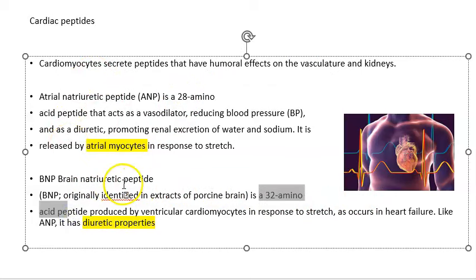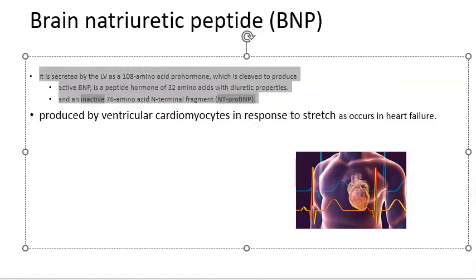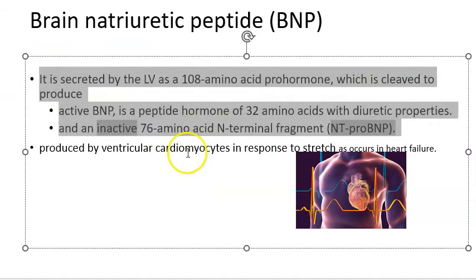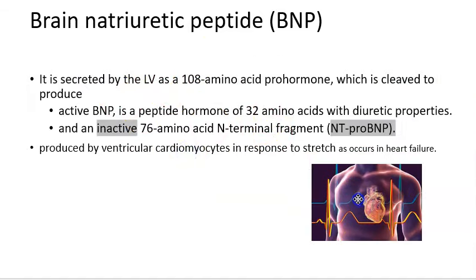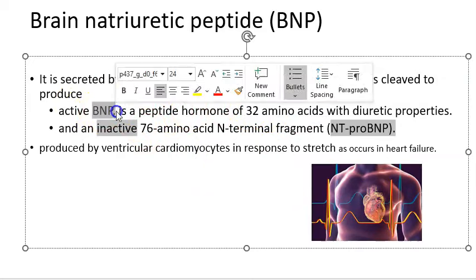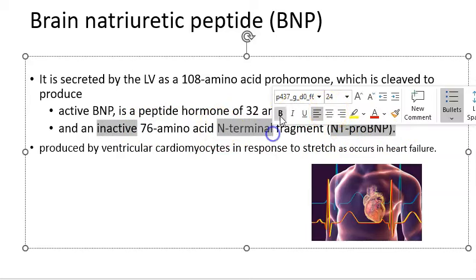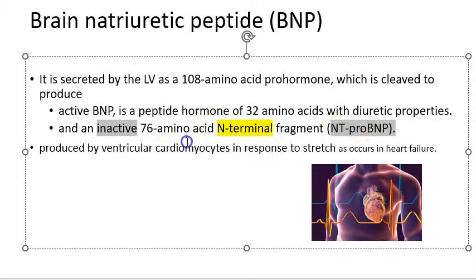In this video, we are looking at what? BNP. So it is actually how it is made. Let me zoom this a little. The left ventricle is going to make a 108 amino acid prohormone. That is broken into 32 amino acid BNP, which is active. Then you have the inactive NT-proBNP, that is the 76 amino acid N-terminal fragment. N-terminal is an important word that they are using everywhere. And so 76 plus 32 is 108.